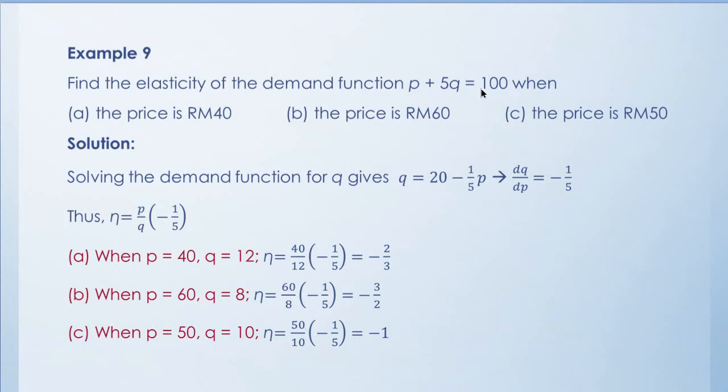And next, if the price equal to 60, so 60 plus 5Q equal to 100, then 5Q equal to 100 minus 60, we will get 5Q equal to 40. So Q equal to 8. Then substitute price equal to 60, quantity equal to 8, then multiply by negative 1 over 5, we can get negative 3 over 2. Repeat the same thing. If price equal to 50, substitute inside 50 plus 5Q equal to 100, so Q equal to 10. Then substitute inside the formula, then we will get negative 1.